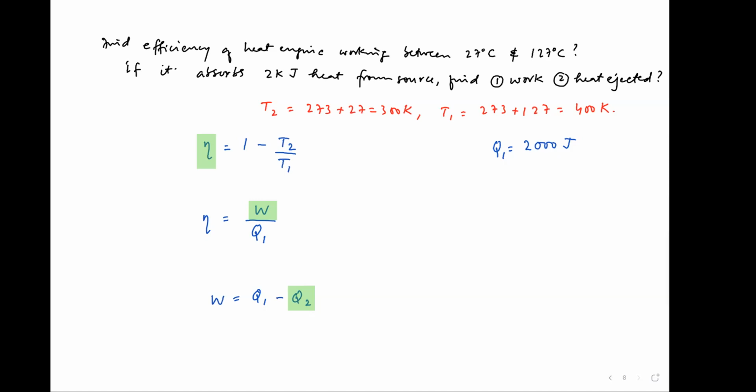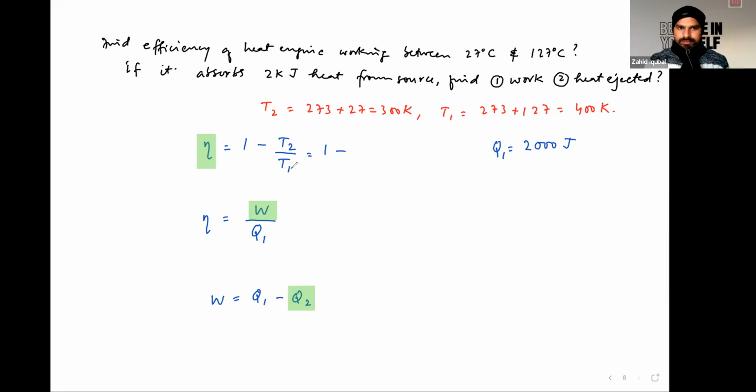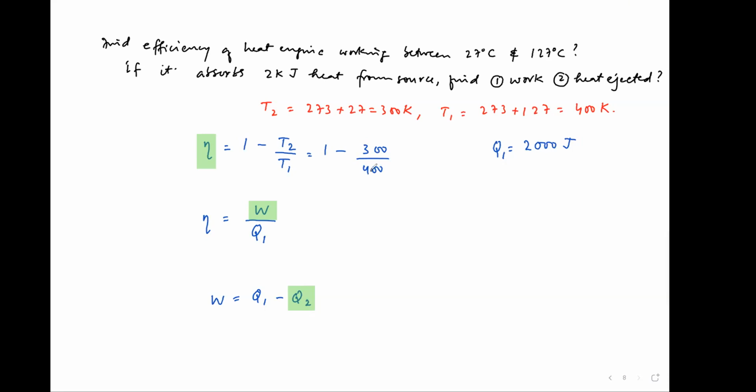The first one is eta equals 1 minus T2 by T1. T2 we have 300 and T1 we have 400. Is it clear? Yes, sir. These 2 zeros and these 2 zeros will cancel out. Is it clear? Yes, sir.